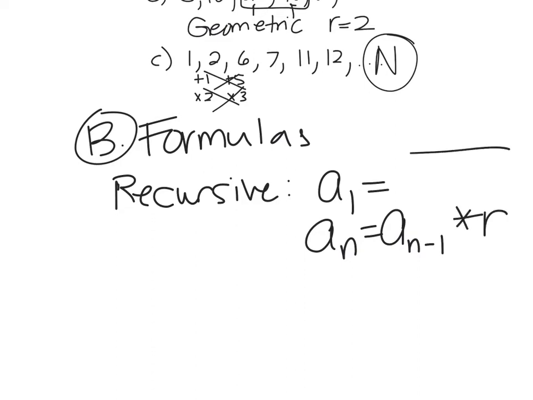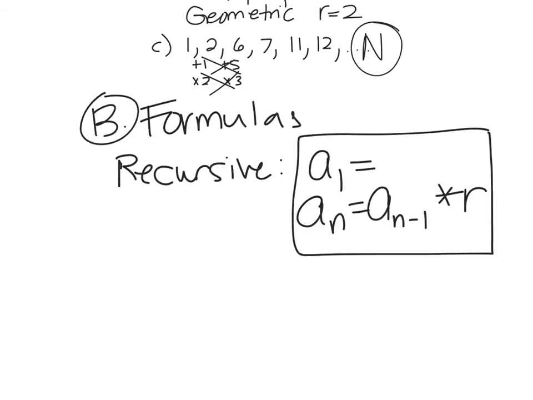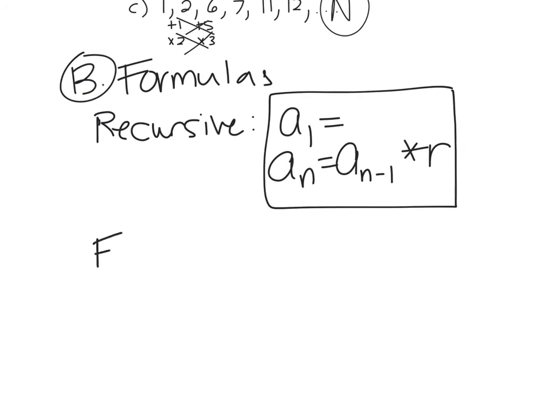Okay? So that is your recursive formula. You'll use that for geometric. We already had a recursive for arithmetic. It was plus d. This is times r. It's exactly the same. That's the only thing that changes. All right, and then explicit is a little different.